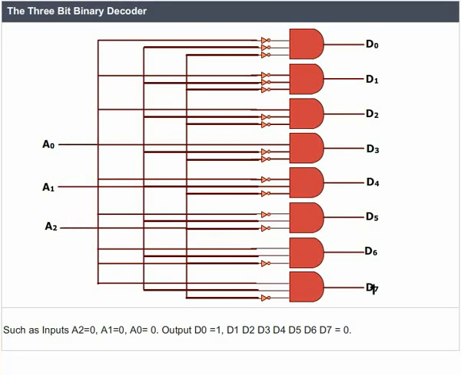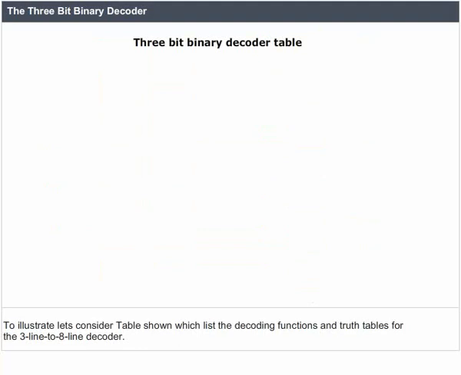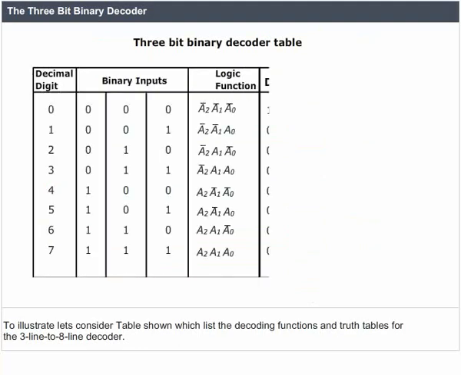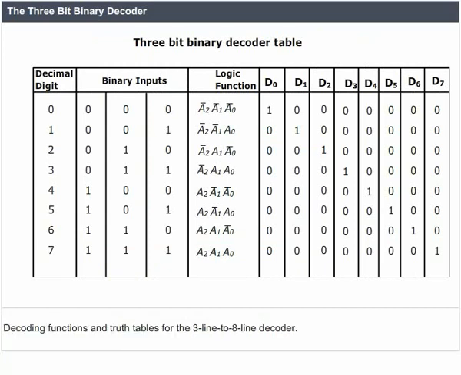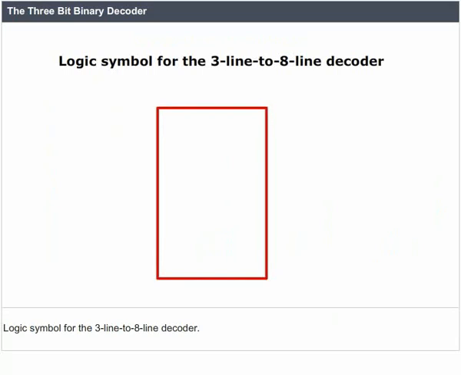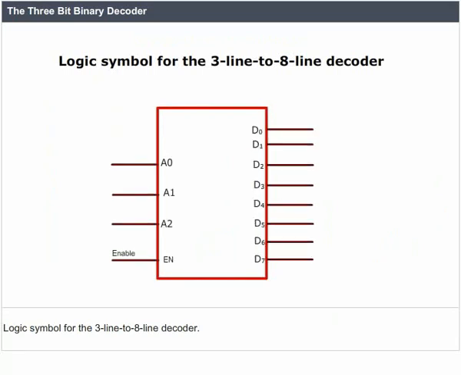To illustrate, let's consider the table shown, which lists the decoding functions and truth tables for the 3-line to 8-line decoder. Decoding functions and truth tables for the 3-line to 8-line decoder. Logic symbol for the 3-line to 8-line decoder.